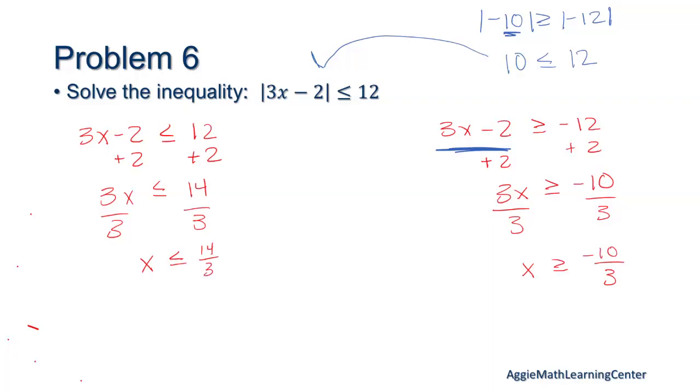Okay, so again, we have two options for how we might write our solution here, either with our inequalities or in interval notation. But let's combine these to make it one long inequality. This is going to be something where a number is less than or equal to x, and x is less than or equal to a number. So what would that look like for this problem here? Negative 10/3 is less than or equal to x, less than or equal to 14/3.